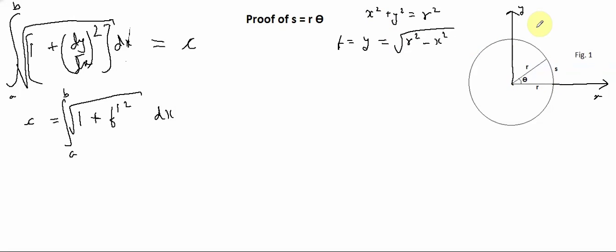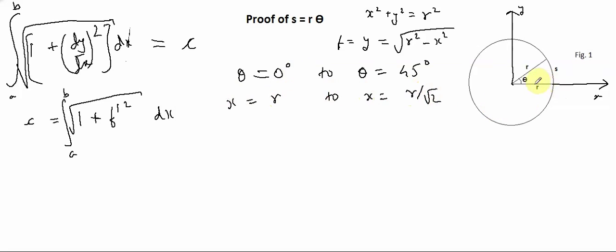Alright, so putting this value of f in our formula for theta is equal to 0 to 45. So theta is equal to 0 to theta is equal to 45 can be written as x is equal to 0 to x is equal to r by root 2.